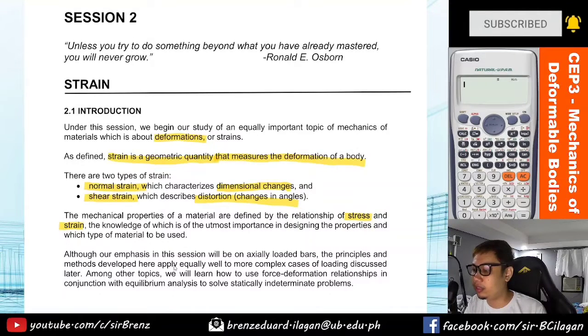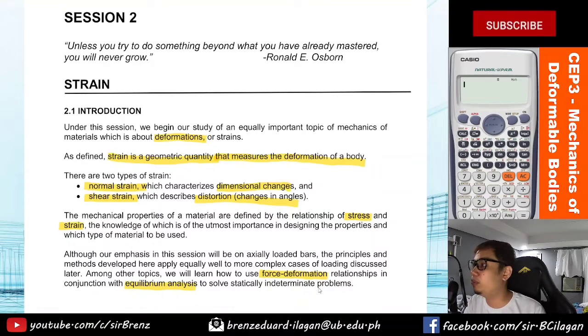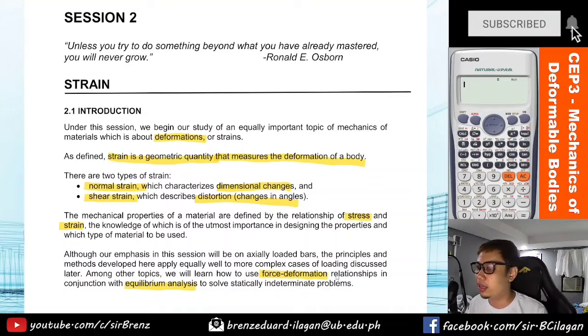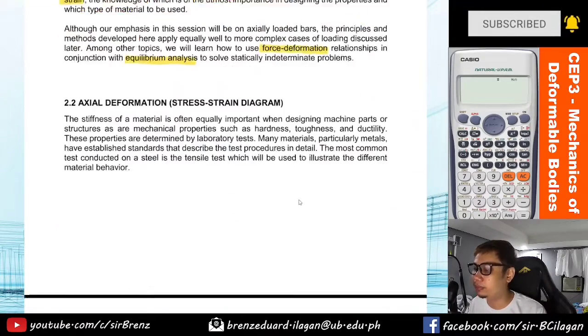Among other topics, we will learn how to use the force deformation relationships in conjunction with equilibrium analysis to solve statically indeterminate problems. Okay, so using equilibrium analysis and at the same time, yung relationship ng force and deformation. So, dyan natin bubuo yung mga equation in order for us to solve for the problems under the topic of strain. Okay, so let's move on.